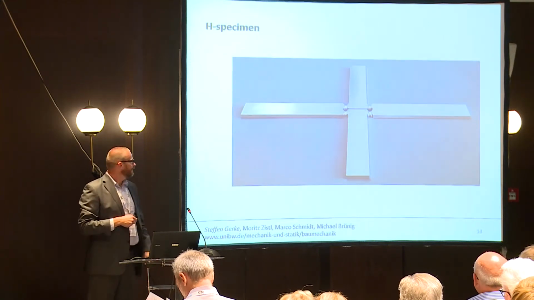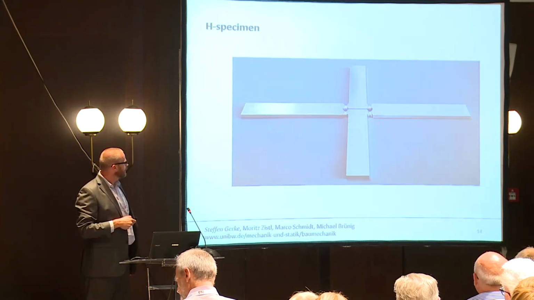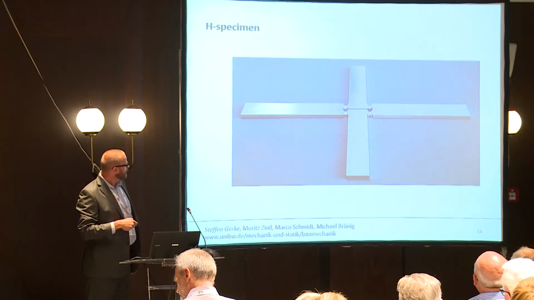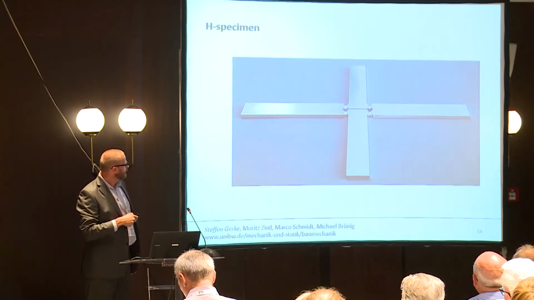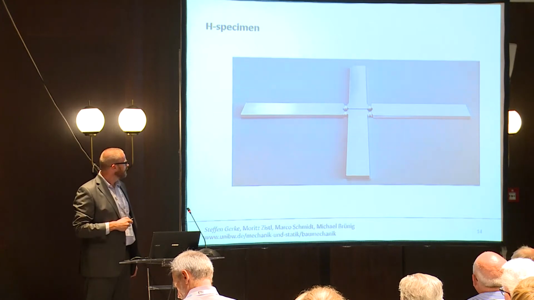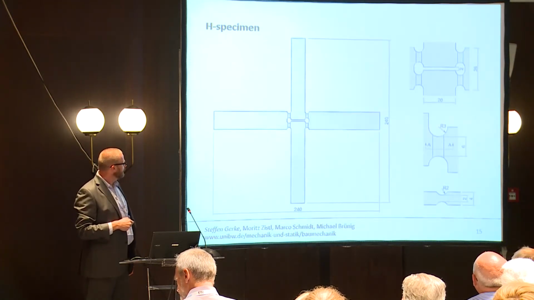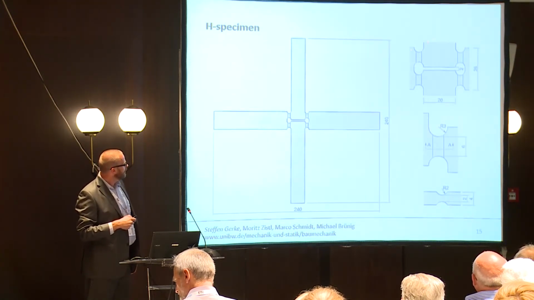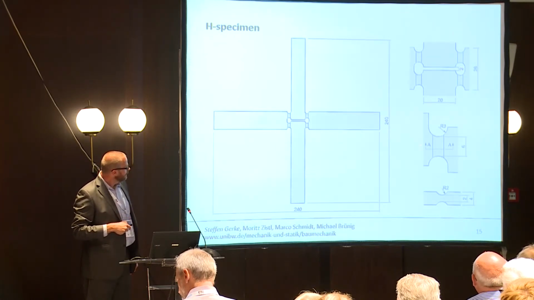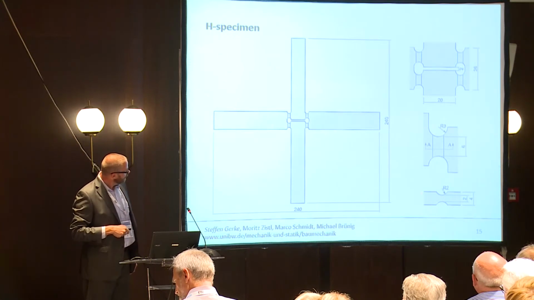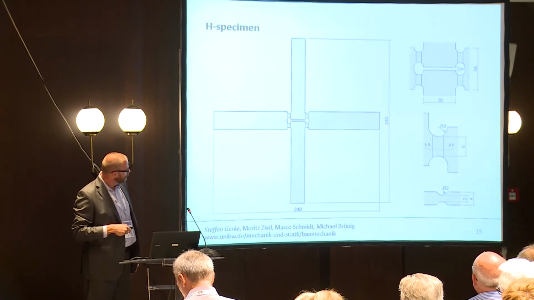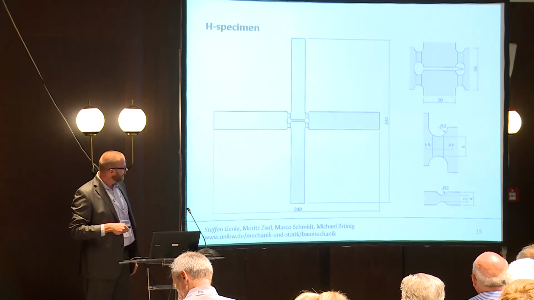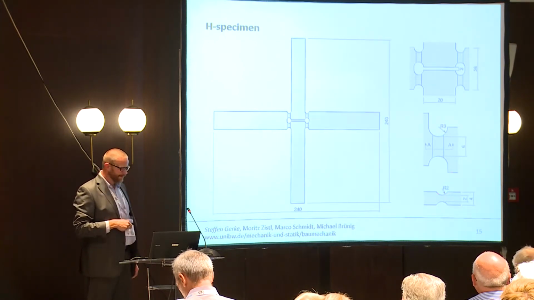Okay, again, focusing on the H specimen. Here is a photo of it. It has legs which are 240 millimeters in each direction. Here in the sketch, in more detail, you can see the central area with the measurements. You can see that the notch has a radius of 2 millimeters, and the initial thickness was 4 millimeters, and we have 2 millimeters remaining.